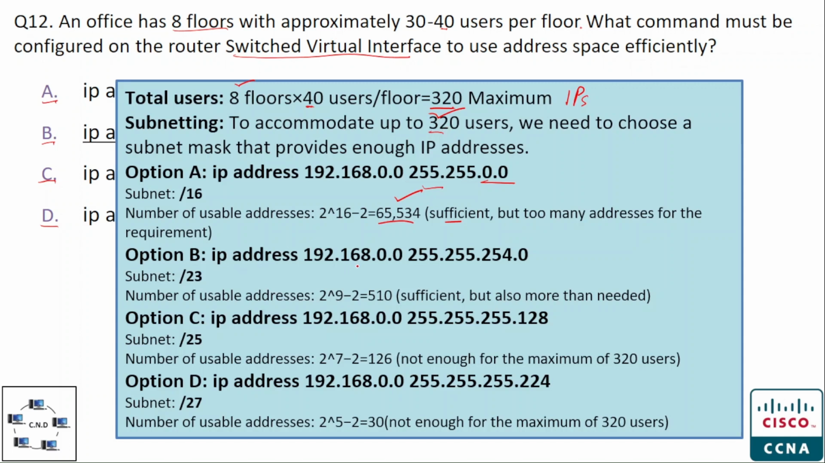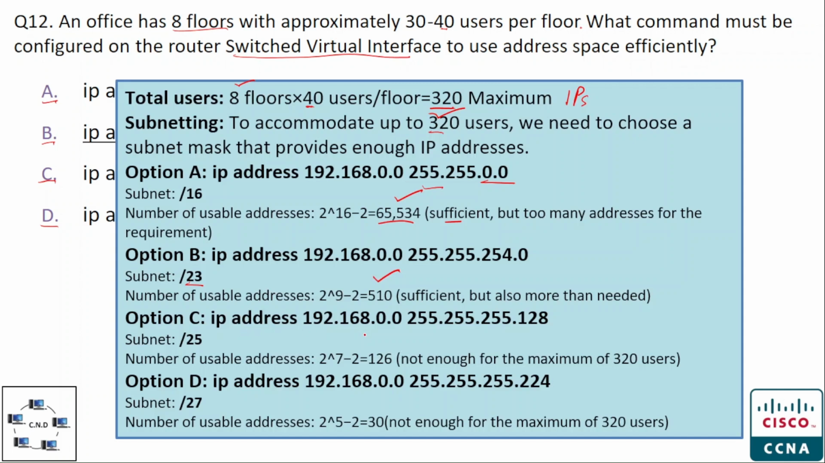In option B, we have 192.168.0.0, 255.255.254.0. This is /23. Here the number of usable IP addresses is 2 to the power 9, remember, 32 minus 23 is 9. So 2 to the power 9 minus 2 is 510. This is also sufficient, but it also has more addresses. We will see if we can have sufficient addresses but fewer than this.